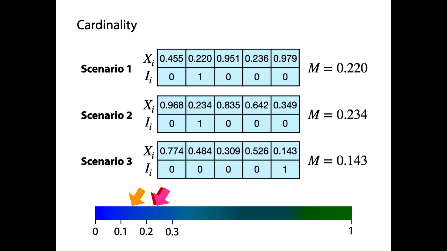And let's just get a third scenario. Okay, new set of numbers. Let's see. Now this one is the minimum, 0.143. So this indicator is 1. The rest of the indicators are 0. And I have my new arrow here. You get the idea, right?